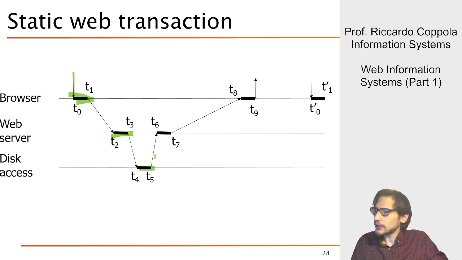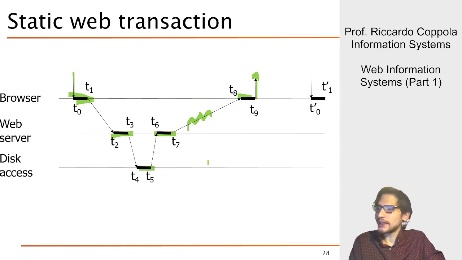But after reading the content, the disk sends the data back. At this point, the web server can read this data and prepare the HTTP response. Then I send this response. I have a time here which depends on the bandwidth, that I need to send back the response to the client. At T8 the client receives the response and can read the HTTP response, pick the HTML content and show the web page to the final user here.